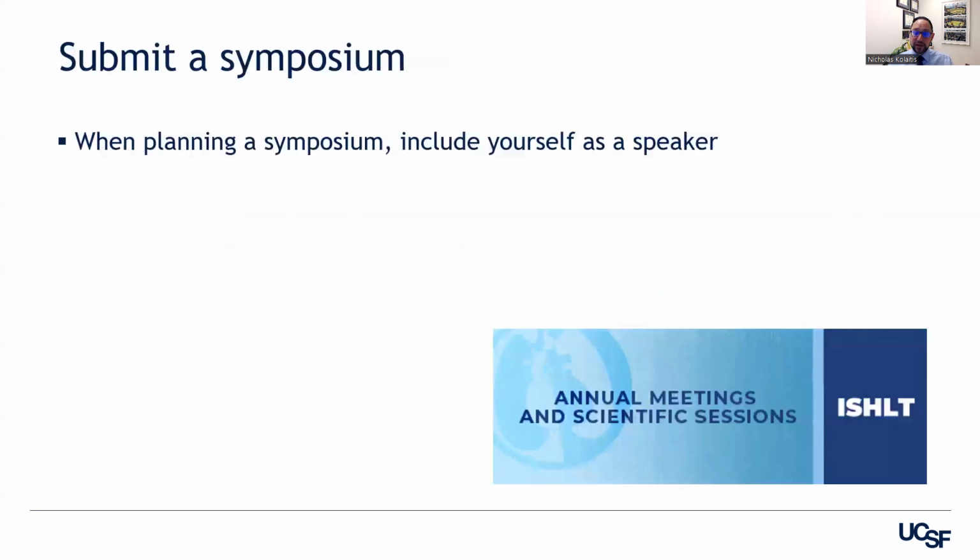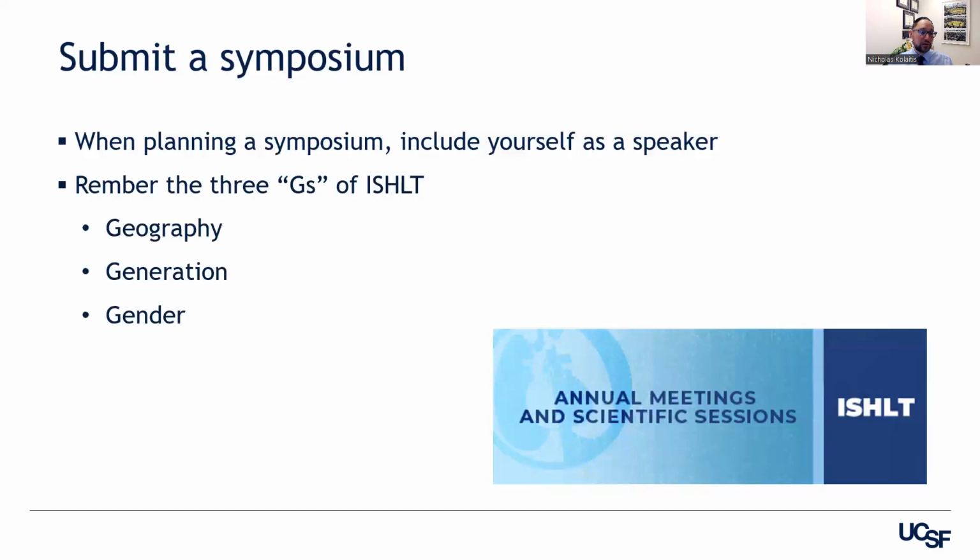When you're planning a symposium, include yourself as a potential speaker. And remember the 3 G's of ISHLT: geography, generation, and gender. So make sure that your symposia has speakers of diverse geography, of both genders, and of various stages of career. Additionally, I suggest adding an M, a multidisciplinary approach. If you have only physicians, it's less likely to be accepted than if you have a symposium that includes pharmacists or includes nursing speakers or includes mechanical circulatory support speakers.